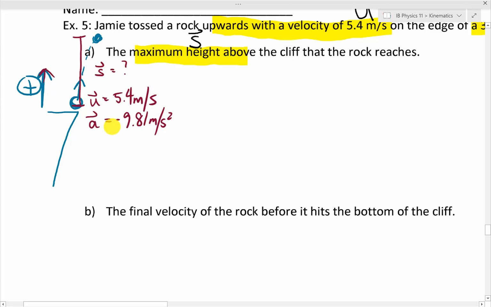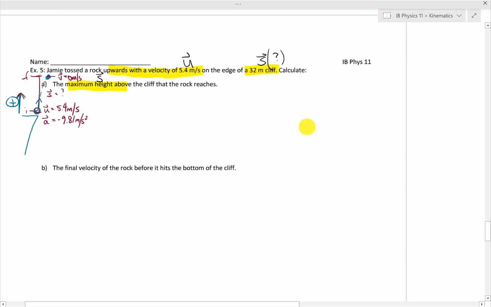Gravity is acting downwards. Another characteristic at the top of this trajectory at the maximum height, from what we talked about last video, the final velocity we know is 0 meters per second, and that's because we chose this point up here as our final point of destination for our motion. Initial here, final here.